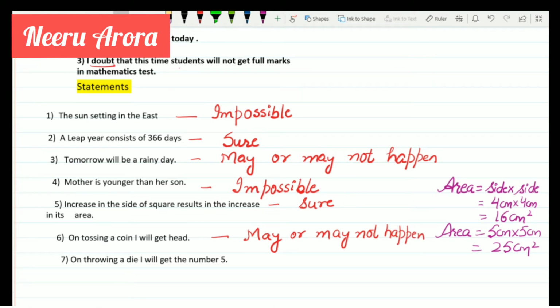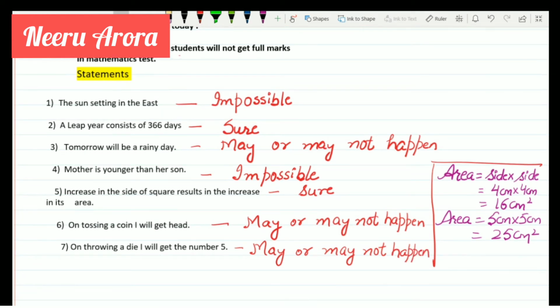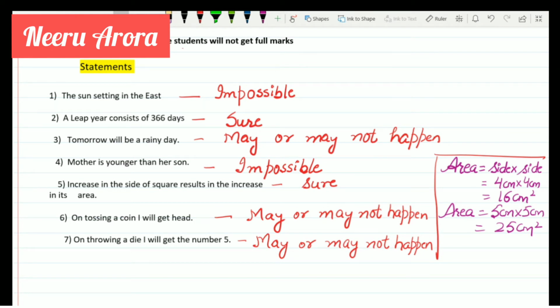On throwing a die, I will get the number 5. Yes, it may or may not. Why? Because when we throw a die, there are 6 outcomes: 1, 2, 3, 4, 5, 6. Out of those 6 outcomes, it may be any. So it is not sure that only 5 will come. So from this table, we understand that we have many statements which are sure to happen, some are impossible, whereas some may or may not happen.